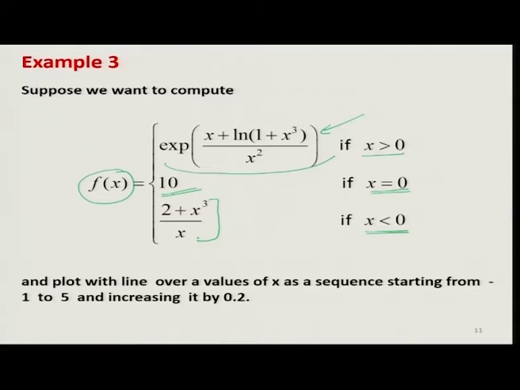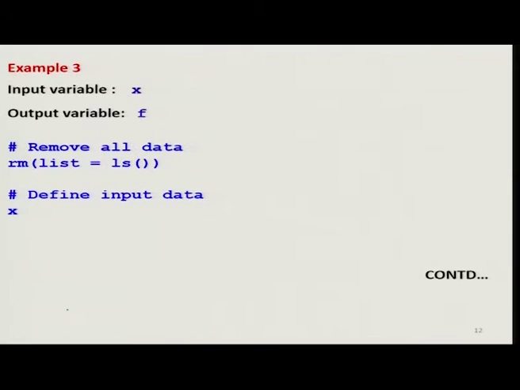And we would also like to plot this function, and for plotting I would like to use the option of line, which was given earlier by plot with type l. This plotting has to be done where the values of x are the sequence starting from -1, so just be careful, minus is coming here, from -1 to 5, and the sequence is increasing by an increment of 0.2.